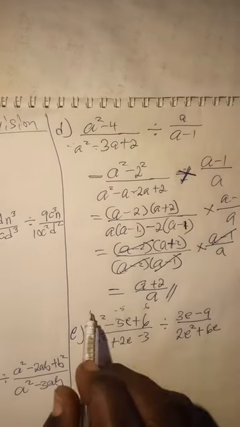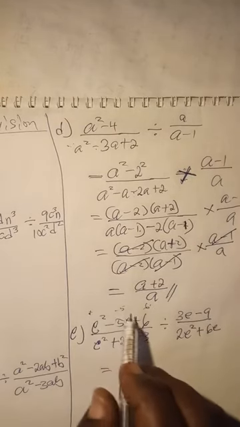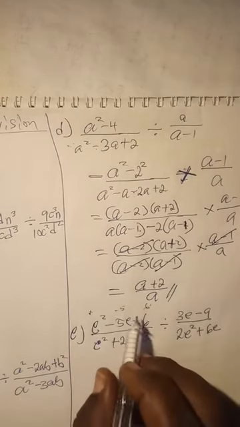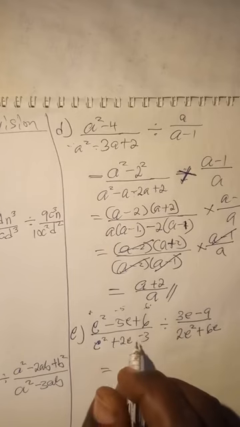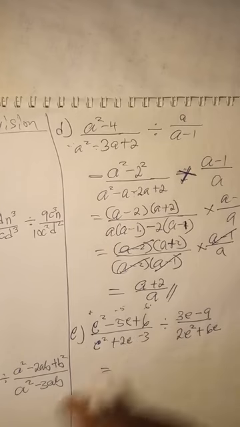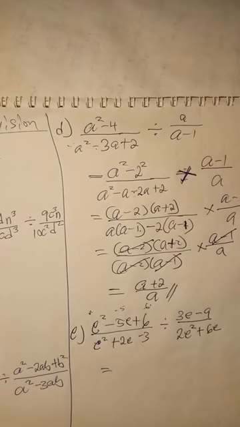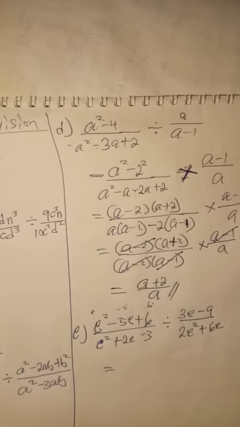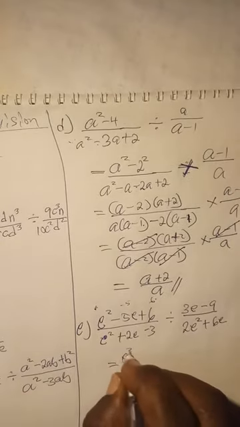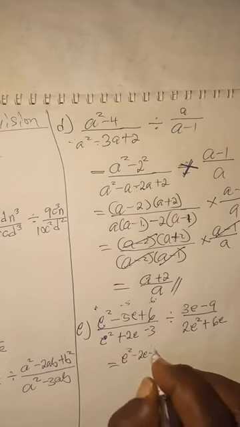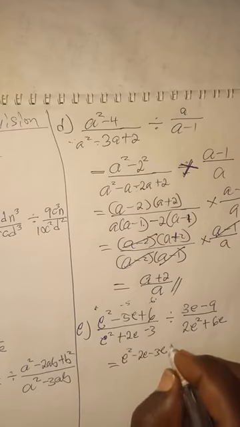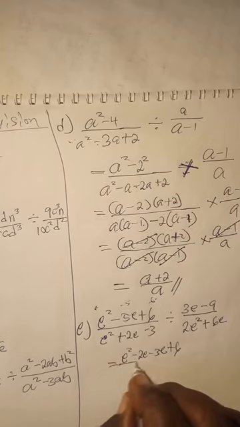All I need to do is the product of this and this. The product of this and this is what? 6. So 6 is the product. The sum is -5. I'm looking for two numbers whose product is 6 and their sum is -5. Those two numbers have to be -2 and -3. So I have e squared minus 2e minus 3e for this, then plus 6 over.